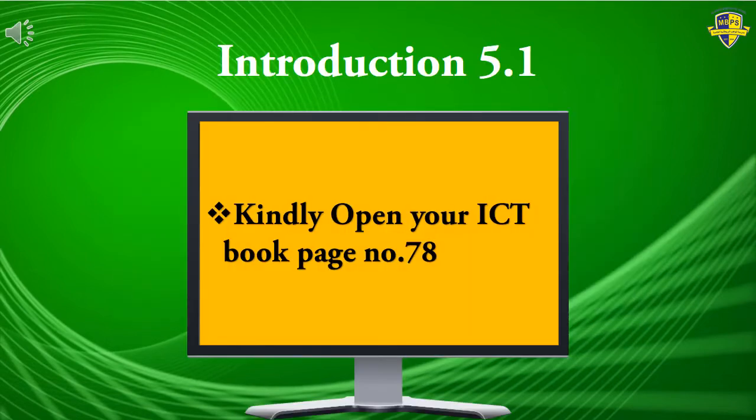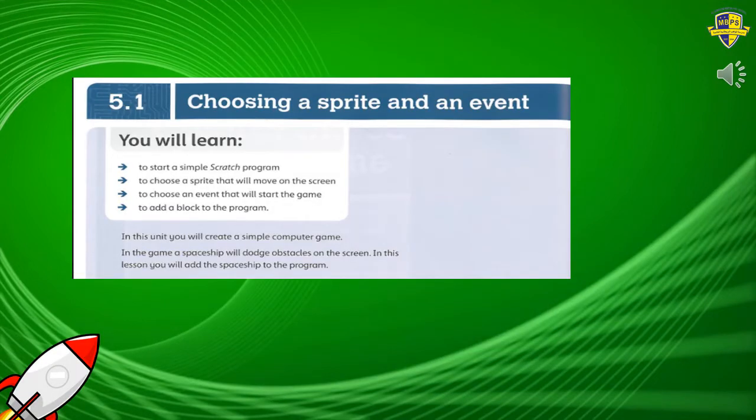Friends, please open your book page number 78. We are going to start lesson 5.1. Please write today's date on the top of page number 78. Thank you. Dear students, let's start with 5.1 and see what we have to do in this lesson. The name of the lesson is choosing a sprite and an event. So in this lesson, we are going to cover two things: choosing a sprite and an event. And we are going to discuss this right now in this theory session.